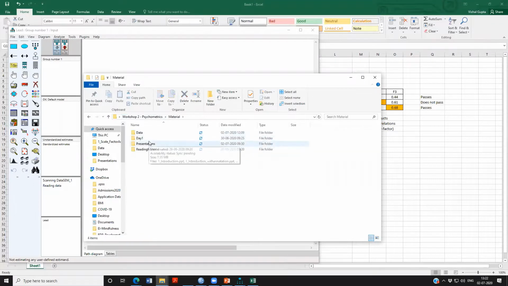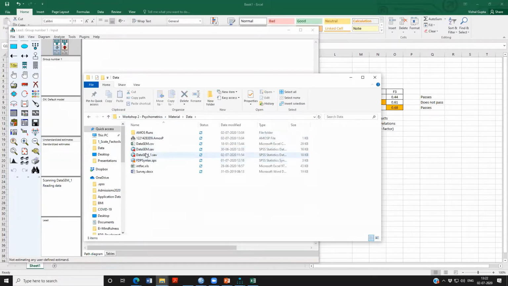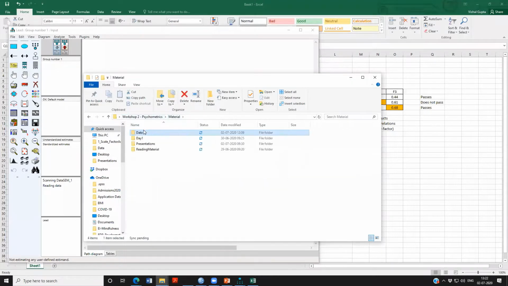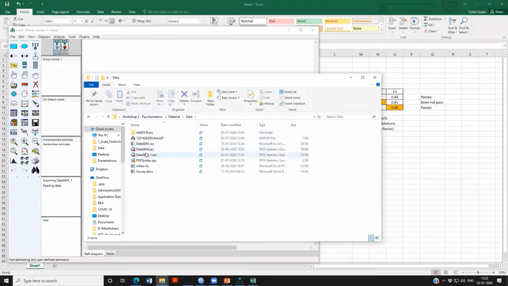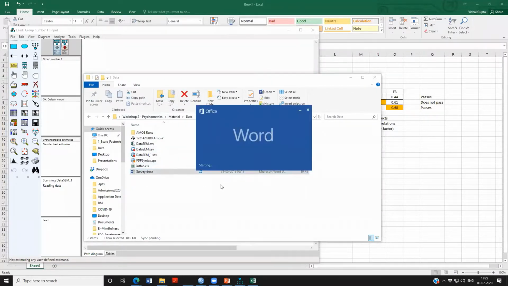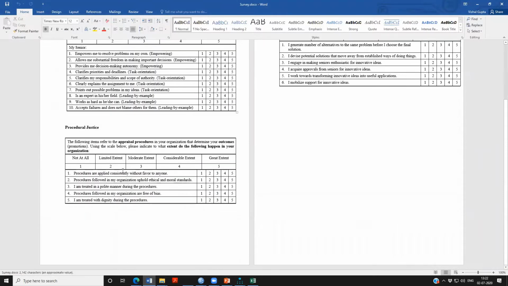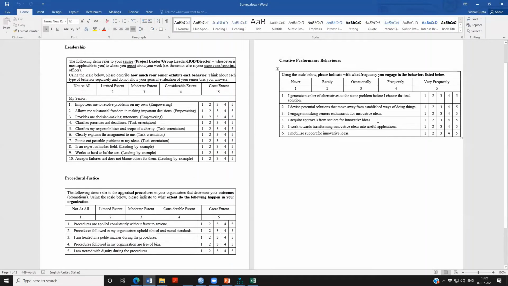Make an attempt to do the CFA for the two factors. Model a single dimensional factor for PJ and model a single dimensional factor for creative performance behavior. So try to do that and see if you are able to estimate the factor analysis.